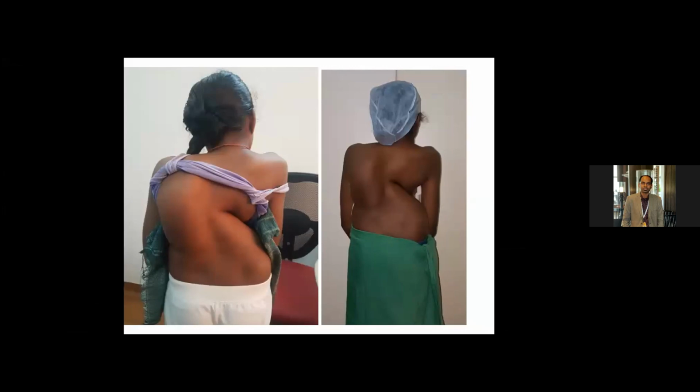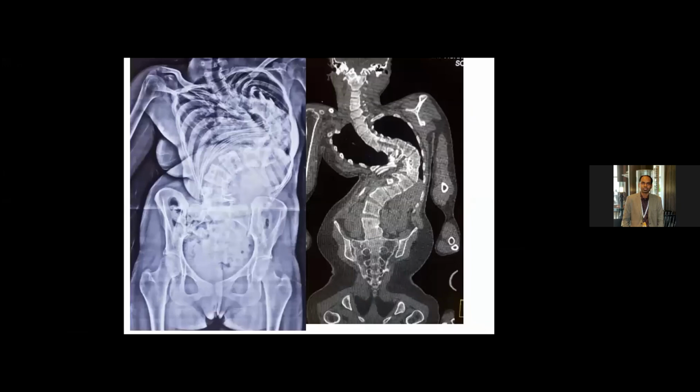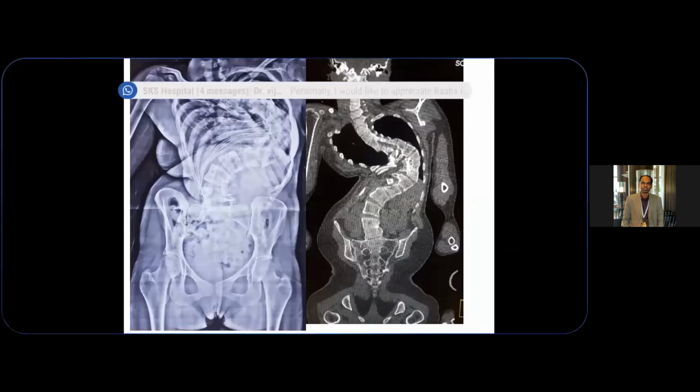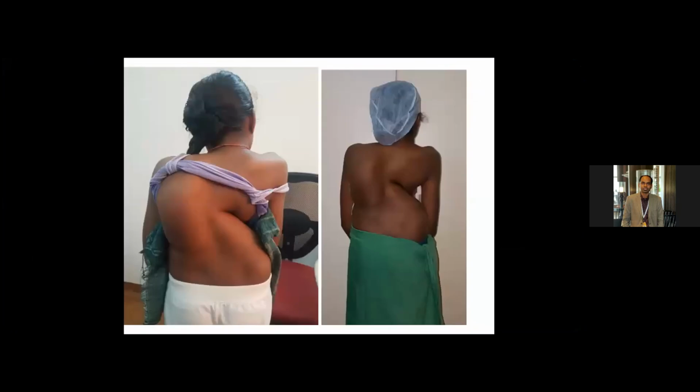Able to see my screen, Ram? Yes. Okay. So the first case I want to show is an 18-year-old girl with rigid congenital scoliosis, left-sided. You can see that the right side ribcage is totally collapsed. The left side thoracic rigid scoliosis.